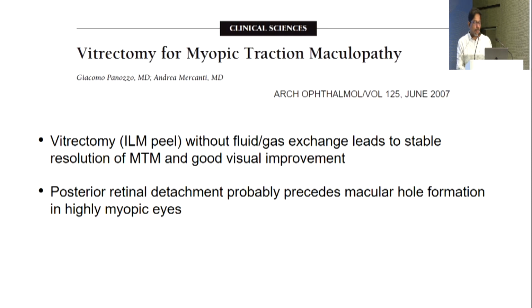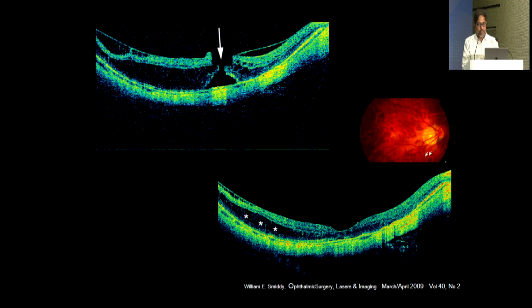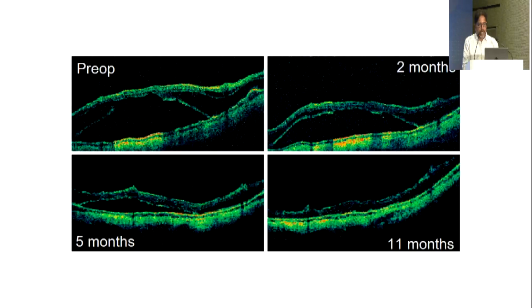First, what they tried was routine vitrectomy with or without gas, and vitrectomy with ILM peel was one of the first described for the treatment of this entity. You can see from the published article the response to vitrectomy with ILM peel. You can see the resolution of the schisis as well as the closure of the macular hole.